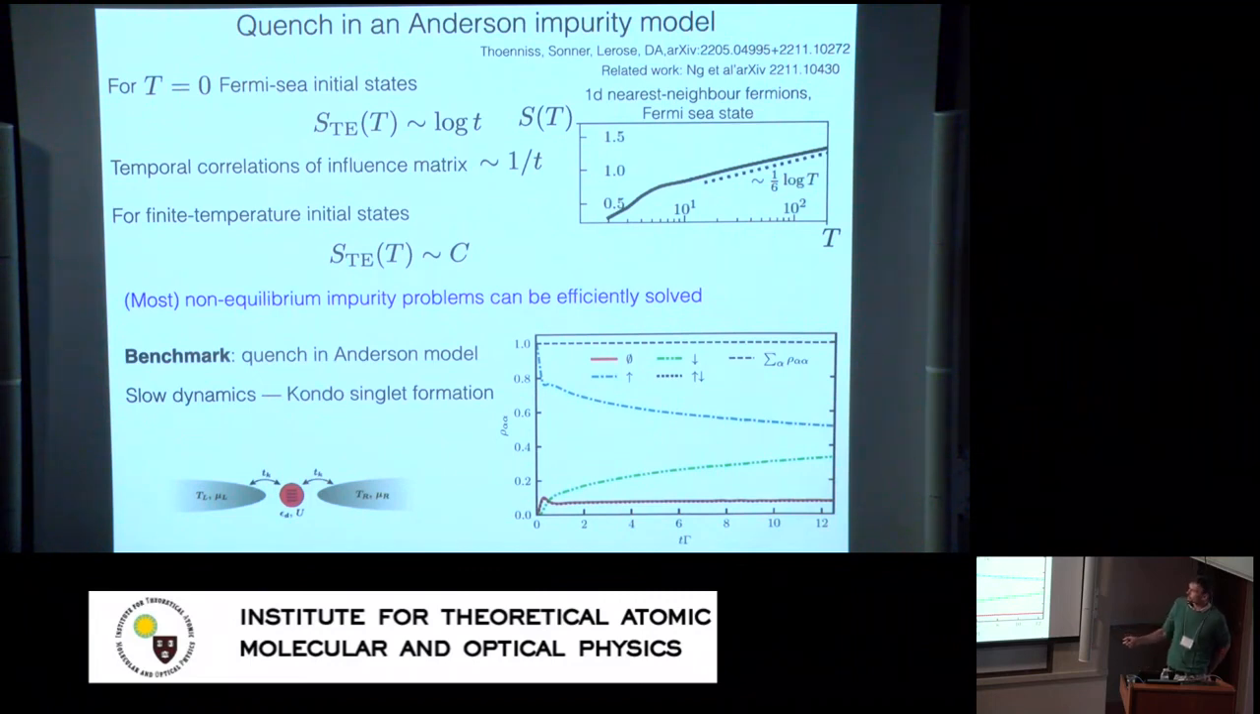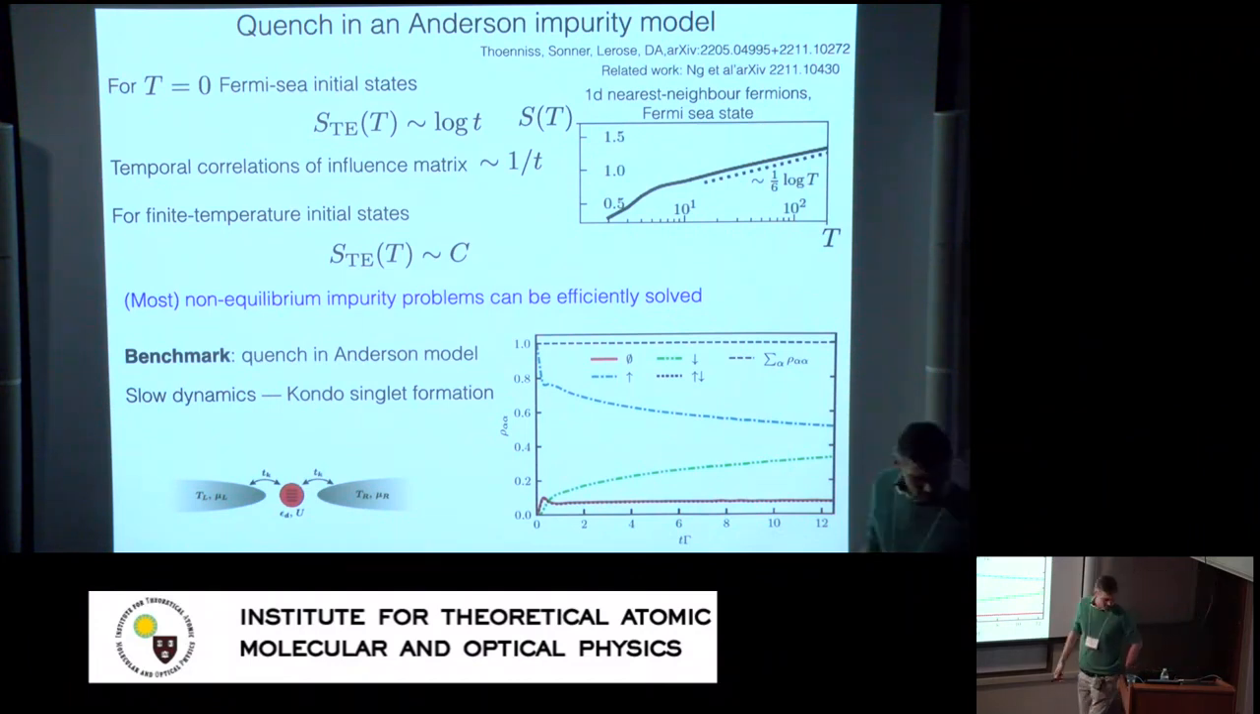So here I'm showing, just as an example, a quench of the single-orbital Anderson model, right? And you can see the slow spin dynamics, which is essentially indicative of the formation of a quantum singlet.